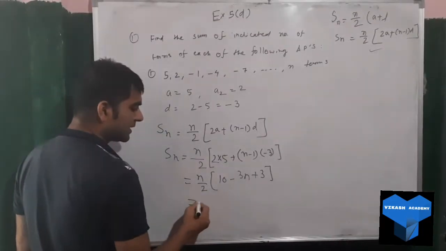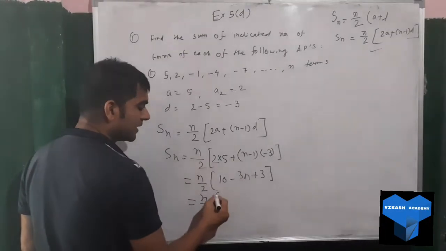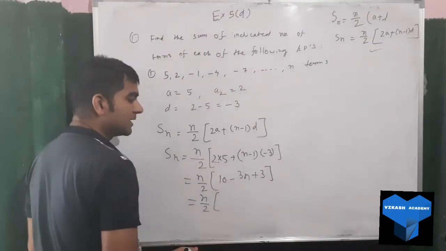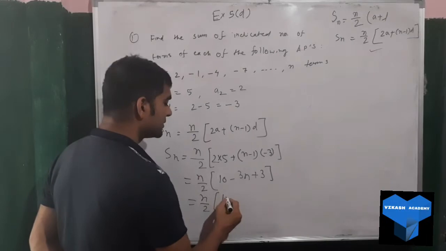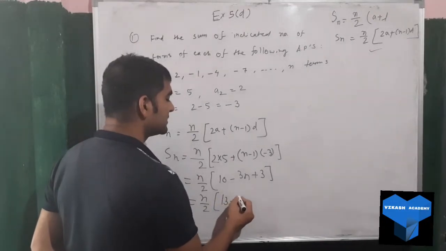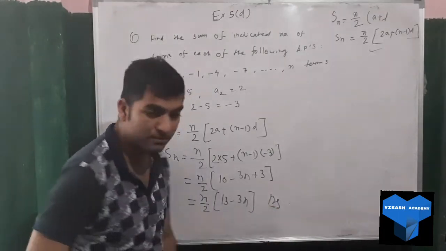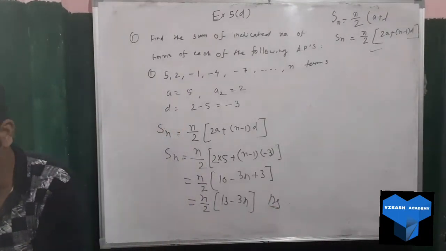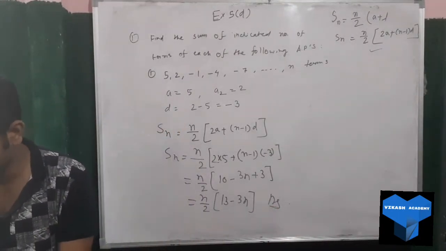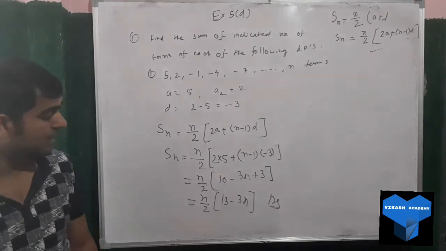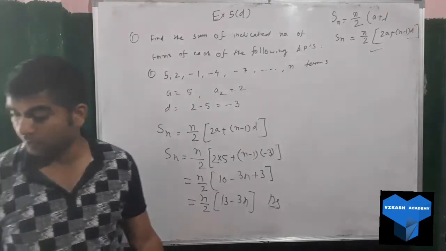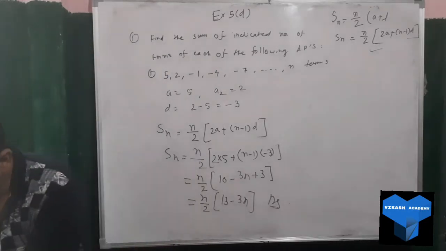Next step: n by 2, then here 10 plus 3, yes we are getting plus. So 10 plus 3 is 13, minus 3n. This will be our answer for question number 1, subdivision 1. We get n by 2 into (13 minus 3n). I hope you are clear with this. Let us move to subdivision 2.